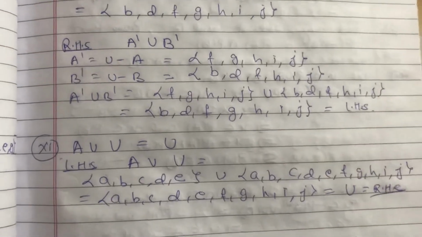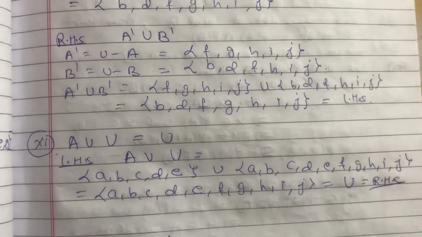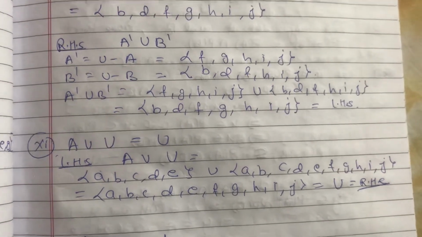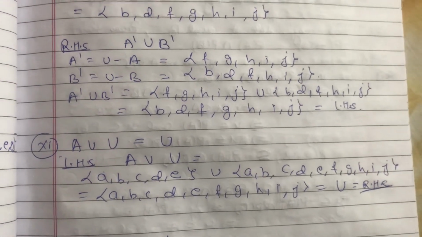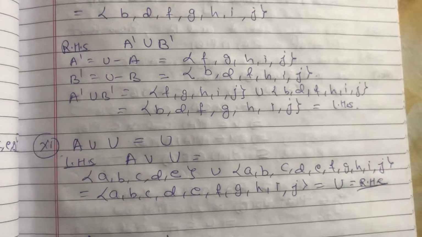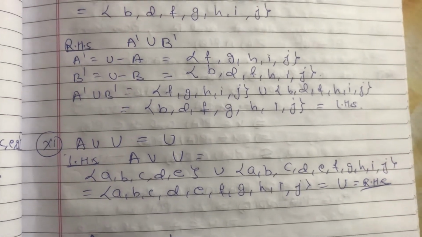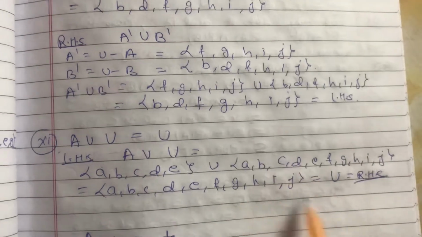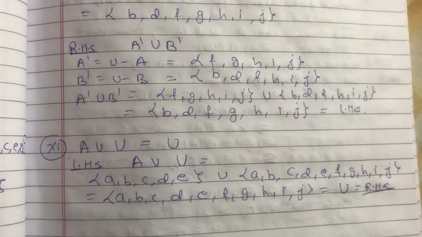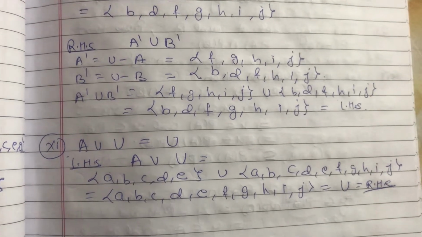And the last one, which is A union universal set, which means I have to find the union of the universal set and set A. So if I'll find it, I have to list out all the elements which are present in all the sets, which is the universal set itself. So therefore, A union universal set is the universal set itself. This is what I have got over here, which is equal to RHS, hence verified. So as you can see, this is how I have solved questions based on the theorems.